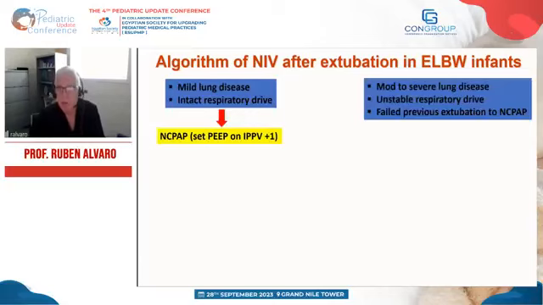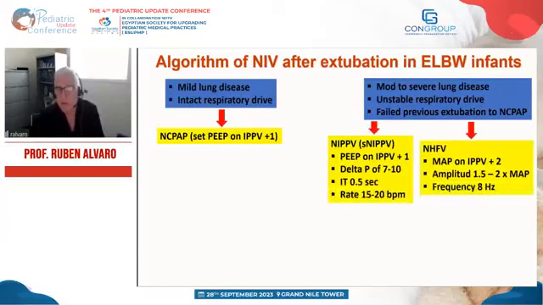when he was intubated. If the baby had moderate to severe lung disease or an unstable respiratory drive or has failed previous extubation to nasal CPAP, then we switch the baby to either NIPPV, now we have synchronized NIPPV, or nasal high frequency ventilation. The reason I give you both is because we have two level 3 units here in Winnipeg, and one center started using nasal high frequency before NIPPV, and they feel much more comfortable using that first. The other hospital, on the contrary, started using NIPPV before high frequency nasal ventilation, and they're more comfortable with NIPPV. So depending on which hospital you are, you may try one before the other or vice versa.